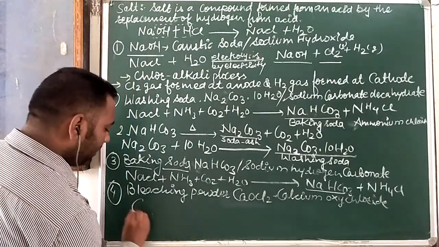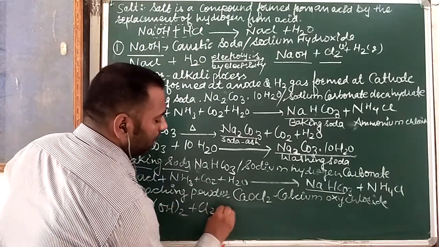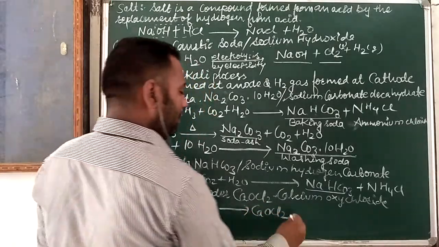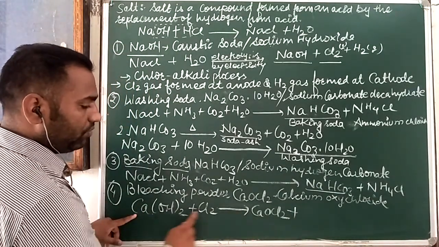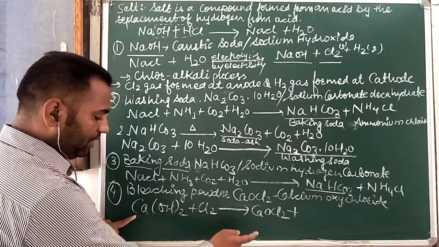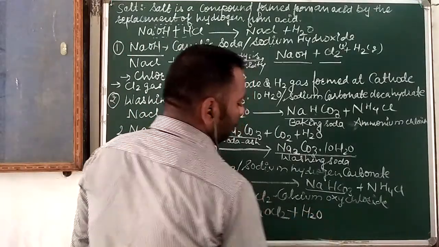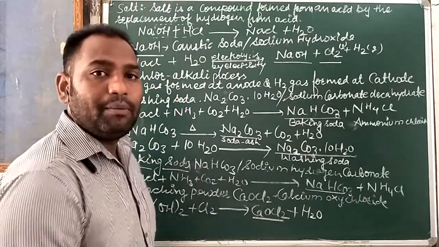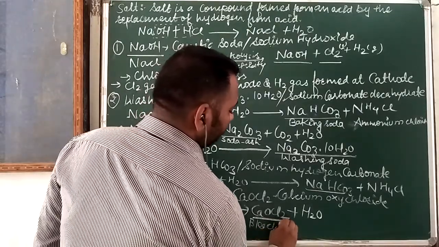For that, when we react Ca(OH)2 plus Cl2, then CaOCl2 is formed plus, look here, Ca is here also one, here is also one, Cl2 is there, and one O we already used from here, then the remaining H2 and one O form H2O. So this calcium oxychloride is a bleaching agent. It means the bleaching powder. This is our bleaching powder.